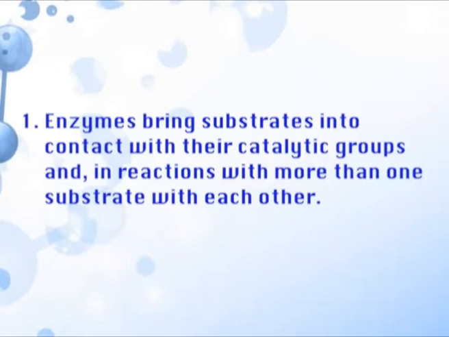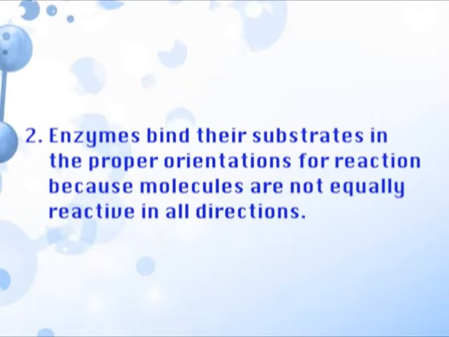By simply binding their substrates, enzymes facilitate their catalyzed reactions in 4 ways. Enzymes bring substrates into contact with their catalytic groups and, in reactions with more than one substrate, with each other. Enzymes bind their substrates in the proper orientation for reaction because molecules are not equally reactive in all directions. Rather, they react most readily if they have the proper relative orientation.